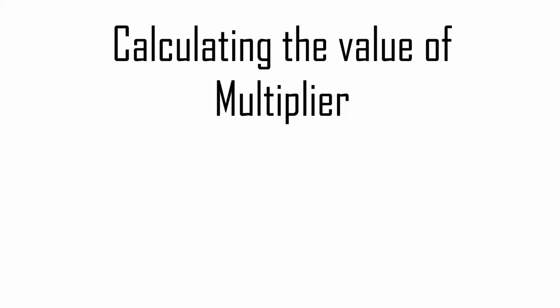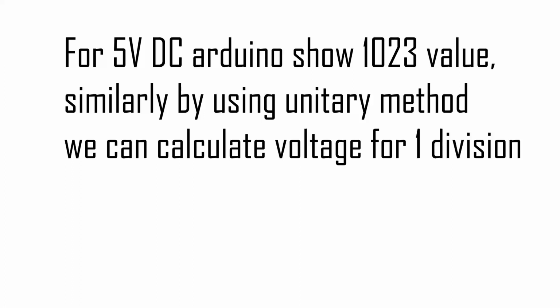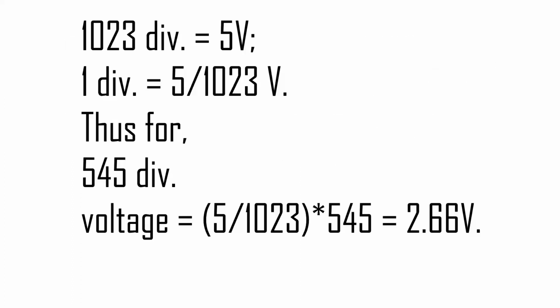Calculating the value of the multiplier. We all know that for 5 volt DC, Arduino shows 1023 value over its analog input. Similarly, by using the unitary method, we can calculate the voltage for one division. That is, 1023 is equal to 5 volt, then one division is equal to 5 by 1023 volt. Thus, for 545 divisions, voltage is equal to 5 divided by 1023 whole into 545, that is equal to 2.66 volt.